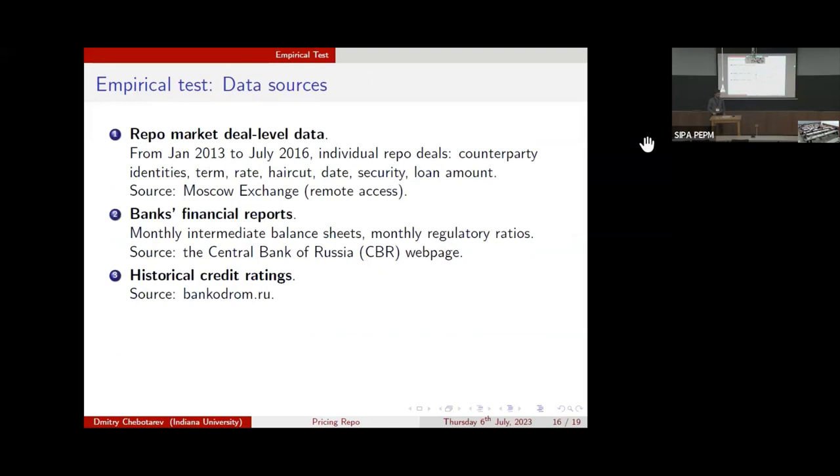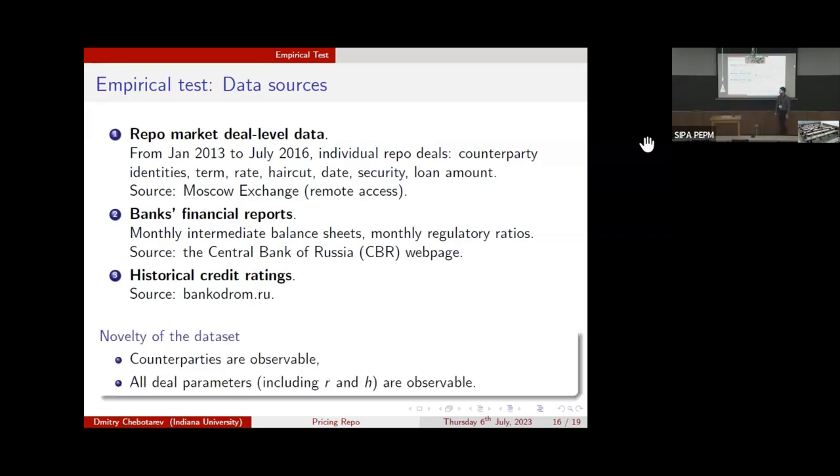Now, I'll try to treat it as a testable hypothesis. And I'm using data here from Moscow Exchange. It's the interbank repo data registered through the platform of Moscow Exchange from 2013 to 2016. These are individual repo deals. I observe the rate, term, haircut, date, so everything except for what happened to this deal post factum. I don't know whether there was a default or not. Actually, nobody does. And I matched this with the balance sheets and credit ratings. Basically, the granularity is the nice thing about this data. Of course, it came at a particular cost to me, but that's a nice discussion.